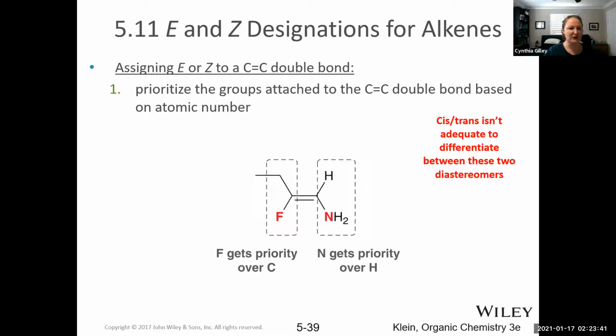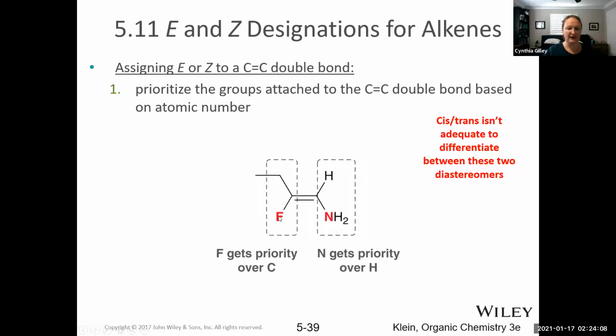When we're doing the E and Z designation, what we're going to do is look at the 2 carbons that are sp2 that are participating in the pi bond. We want to look between these 2 groups, which one gets priority. Priority is determined just like R and S. It's whatever has the higher atomic number. And if there's a tie, you keep going until you find a point of difference. So in this case, we're comparing fluorine versus carbon.